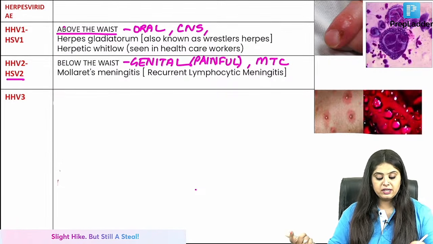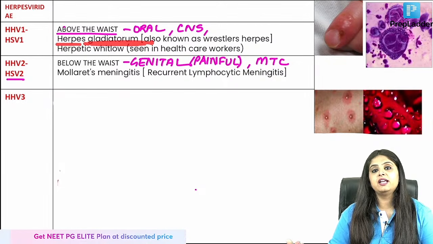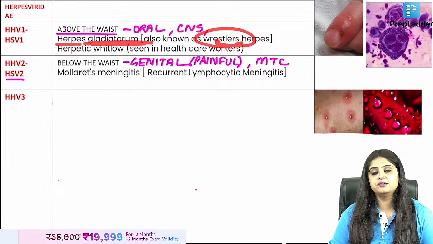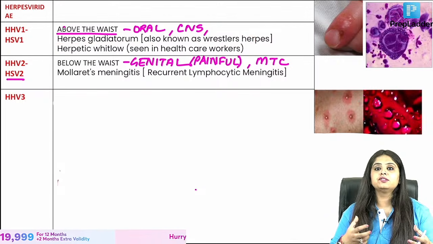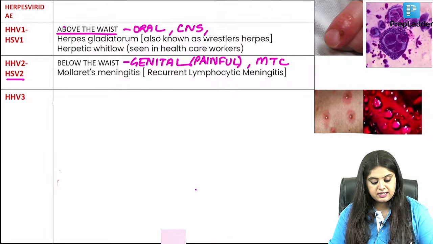What are the fancy names? Herpes gladiatorum. Gladiatorum reminds me of gladiator. Gladiator strength, so it is also known as wrestler's herpes. See, wrestlers have skin to skin body contact. Body contact can spread it. So herpes gladiatorum, gladiator for wrestler.